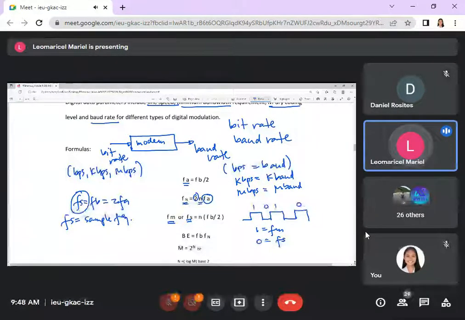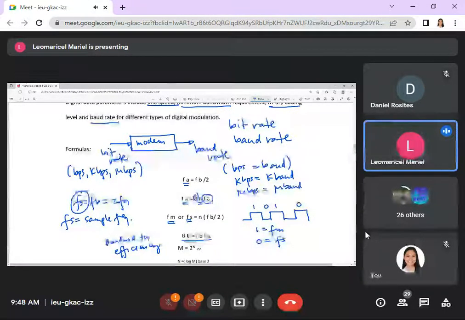Then meron din natin tinatawag na BE. Ano yung BE? So that is FB divided by FN. So that is called, BE is your bandwidth efficiency, no? So bandwidth efficiency. Ano yung bandwidth efficiency? So the bandwidth efficiency is the utilization of your bandwidth depending upon doon sa coding levels natin. Later malalaman niyo kung ano ibig sabihin nun. And nakadepende din ito sa klase ng modulation technique. So the bandwidth efficiency depends on the modulation technique na ginagamit natin.